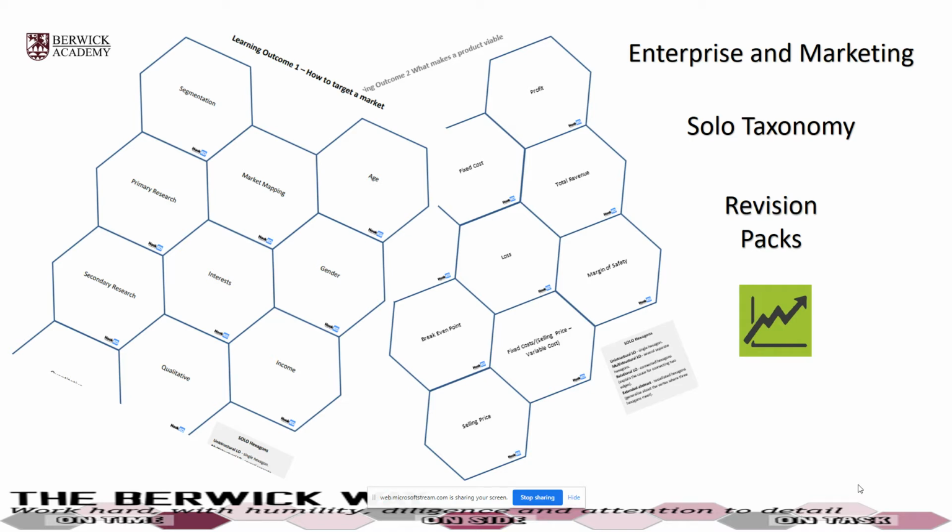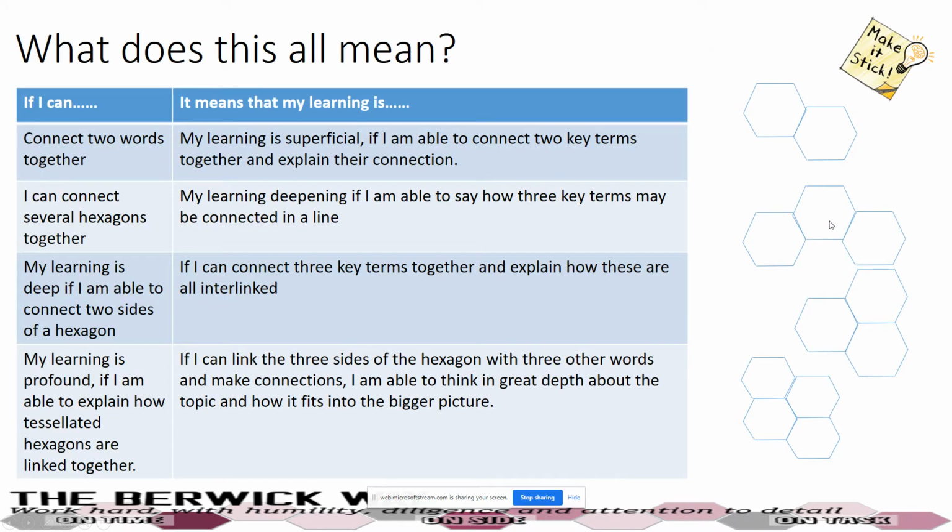So, without further ado, what I want you to do is revision. What I'm looking at is something called SOLO taxonomy, okay? And there are four specific levels in terms of your learning. So first of all, your learning is deemed superficial if you can connect two words together. Okay, so this is a little example here.